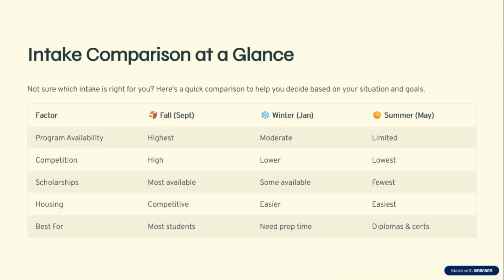So winter, the program availability, there are some that are still there from the fall, and you might still select them in the winter intake, but you need to make sure they are there. You need to check whether they offer that program in the winter intake. Competition is lower as compared to the fall. Scholarships, some available, like the programs. Housing is easier, but you need prep time as well. Summer: limited, lowest, fewest, easiest, diplomas and certification. So that's what we've talked about.